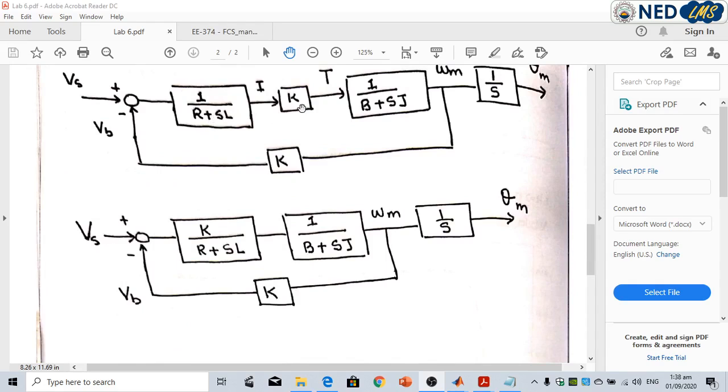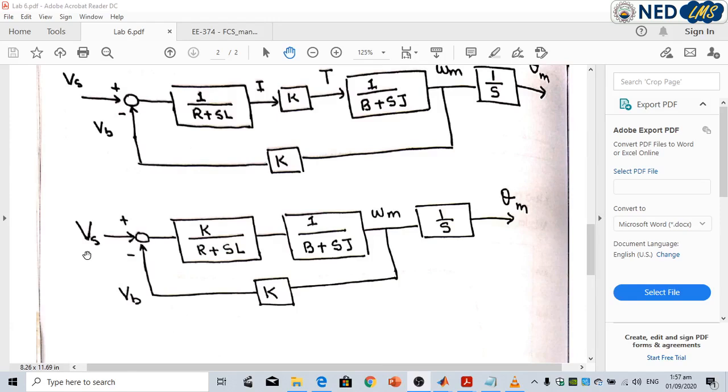These two blocks are in series, or cascaded blocks. Therefore, we can multiply the transfer function of these two blocks. This would be equal to K divided by R plus Sl, and the second block is 1 divided by B plus Sj. These two blocks also represent the electrical time constant and the mechanical time constant of this machine. This block diagram is used to develop the Simulink model of the DC motor in MATLAB.